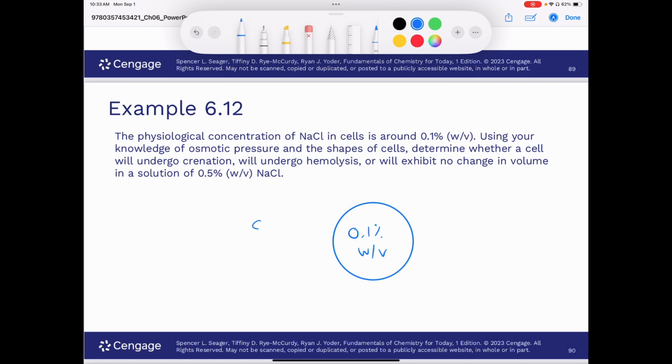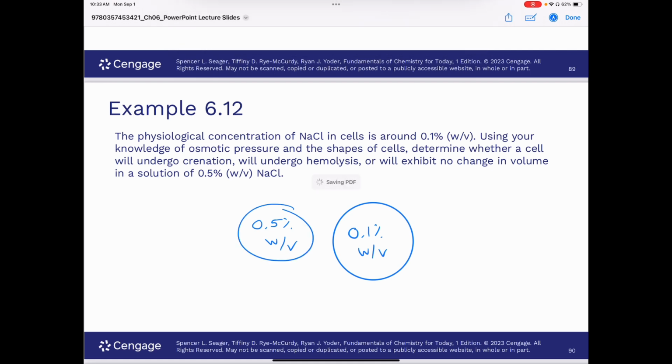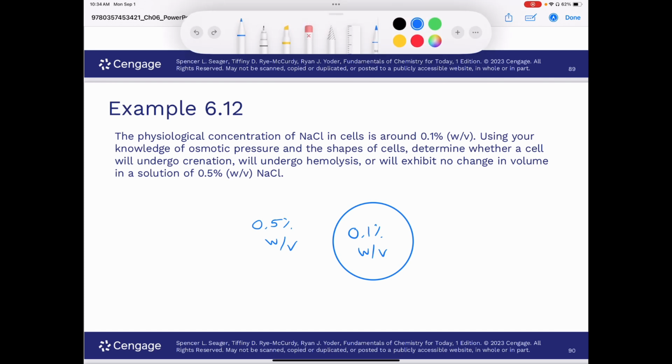So if it's in a solution that's 0.5% weight over volume, that means there's a greater concentration of solute particles outside of the cell than there are inside of the cell. Okay, and so if I label this as my cell, what's going to happen is that the water is going to come out of the cell like this to try to bring the concentration of particles outside of the cell to be lower, to be more like that concentration that's inside of the cell. And so if the water is coming out, it's going to shrink or undergo crenation.